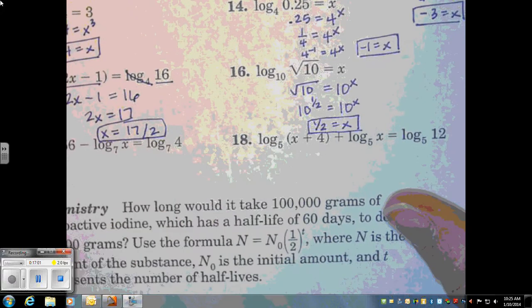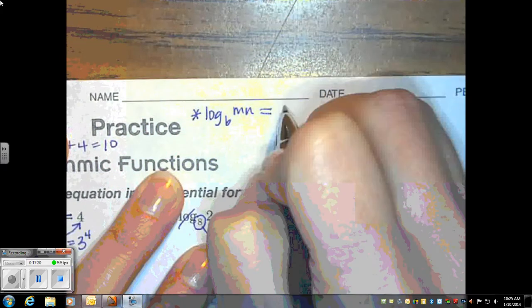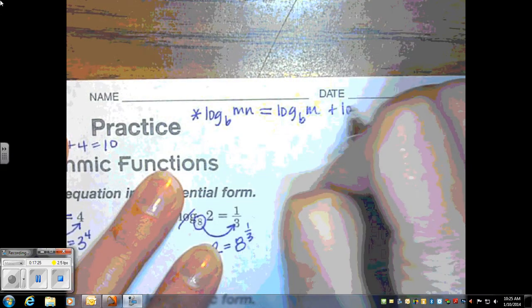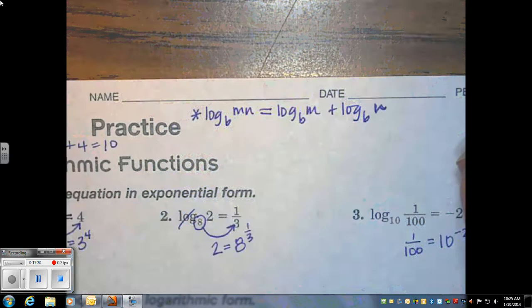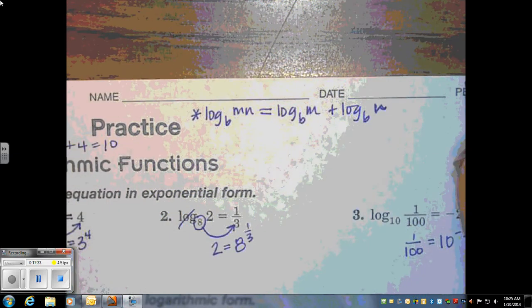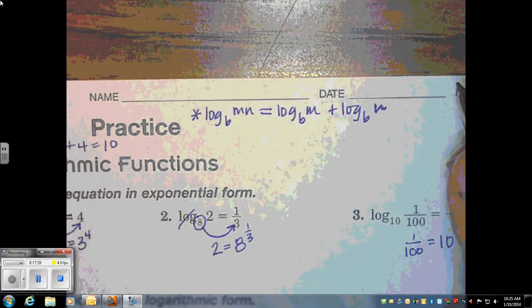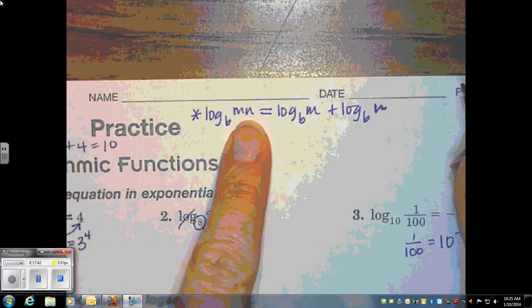Okay, before we go on, you need to write some rules at the top of your paper. You should know these, but just in case you don't remember them, I will write them for you. One of the rules says that if I have log base b of m times n, those are all numbers, it's the same thing as log base b of m plus log base b of n. And that kind of makes sense. If these are like inverses of exponents, your rules for exponents say that if you're multiplying and the bases match, you add the exponents. So here we see multiplication and addition together again.